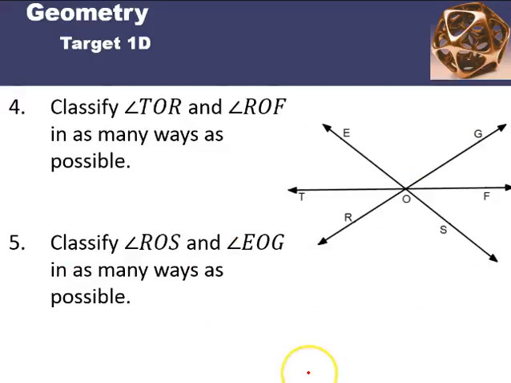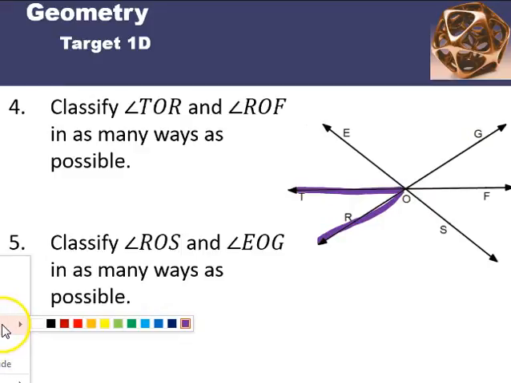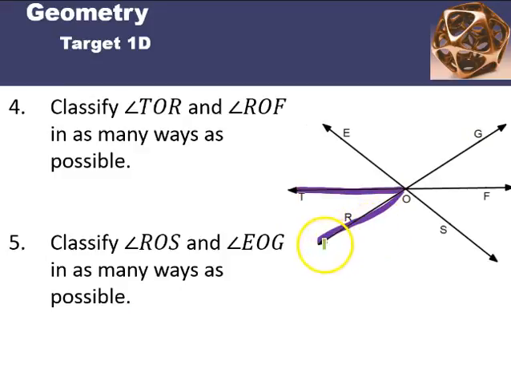Alright. Number 4, we have to classify TOR and ROF in as many ways as possible. Alright, highlighter. I think I got it. Alright, TOR. So this is angle TOR and angle ROF. I'll do that in a lighter color. ROF is that. And let me get a pen.